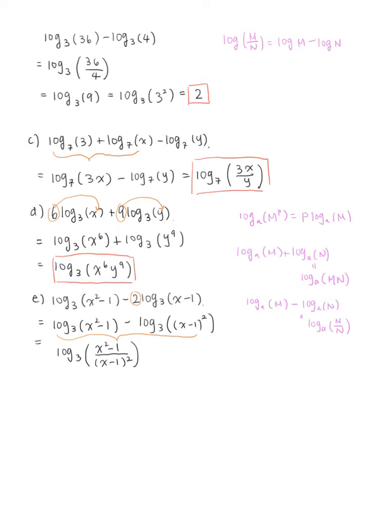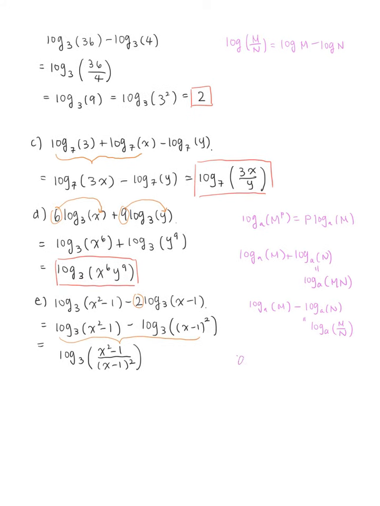All right, now we've got to go a couple more steps. Remember this difference of two squares, a squared minus b squared. This is a plus b and then a minus b. So I'm going to factor the numerator by using the difference of two squares. So here you're going to get log base 3 of x plus 1 and then x minus 1 all over. Now x minus 1 whole quantity squared is x minus 1 times x minus 1.